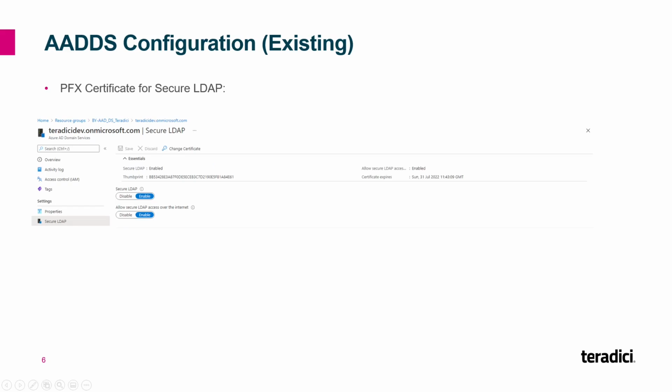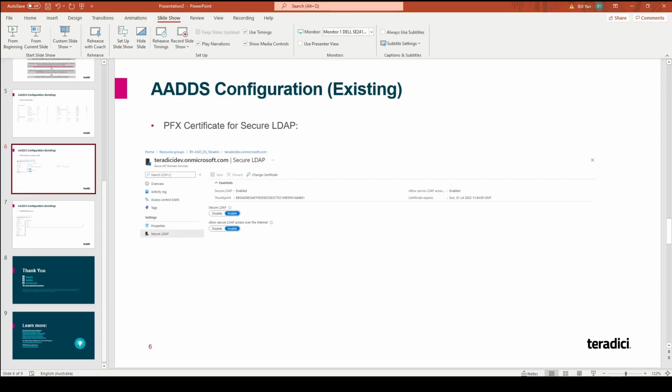The next configuration you need to go over is the PFX certificate for the secure LDAPs communications. To check this, you need to go to the actual AADDS resource and click on secure LDAP and make sure that these two options are enabled. If they aren't, you'll also need to set up a certificate, and I'll just go over a quick demo on how to do that.